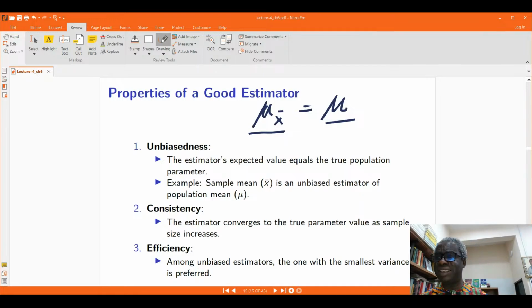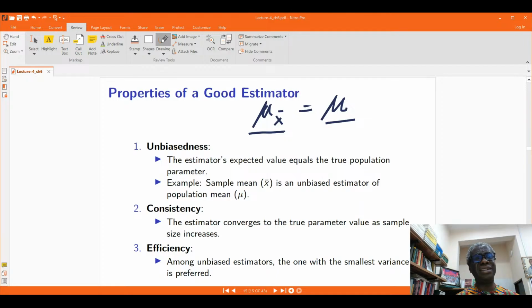So in that group of unbiased estimators, the one that has the smallest variance is said to be more efficient. So efficiency is tied to the variance of unbiased estimators.